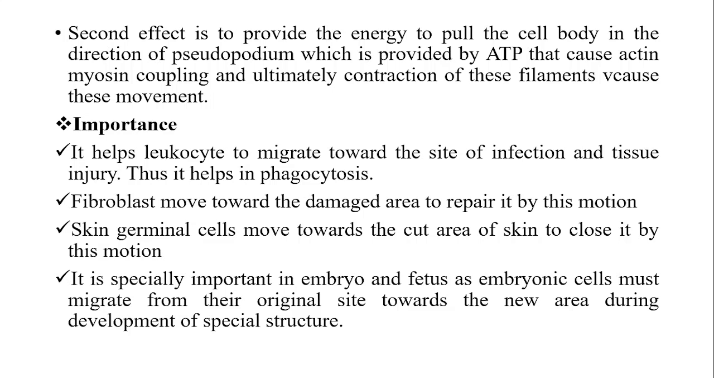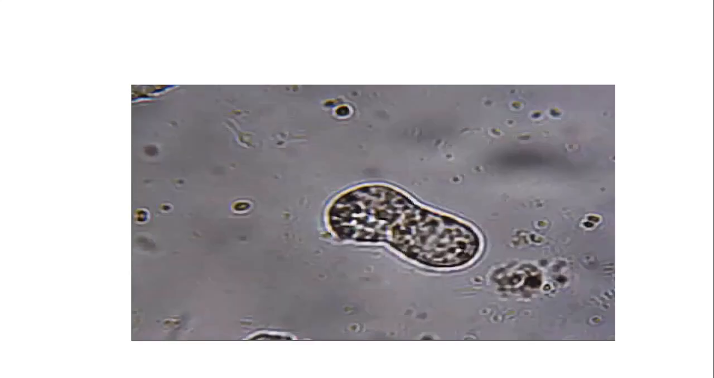Now the fourth important thing is especially important for the embryo and fetus. We know that organogenesis happens within 3 months of intrauterine life. In organogenesis, the movement of embryonic cells is a must. So these embryonic cells also move through this amoeboid motion for the development of special structures.